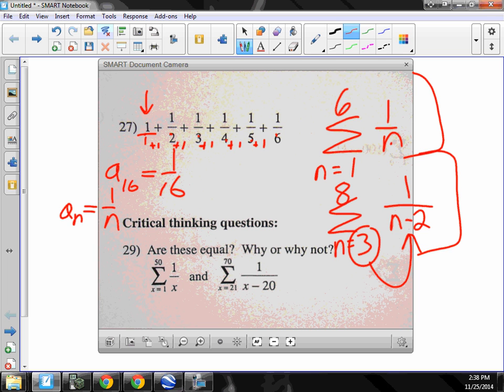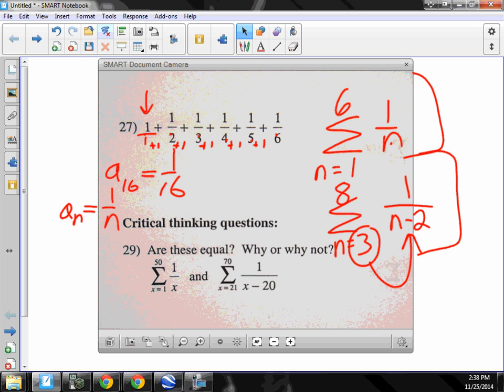Okay? And then you have 2 critical thinking questions. Let's talk about the first one a little bit. How do I know if those 2 things are the same? I could write them all out. Term 1, term 2, term 3, term 4, all the way to 50. 21, 22, 23, all the way to 70. That would be a waste of my time. Plug what in? How would you tell if they're the same?